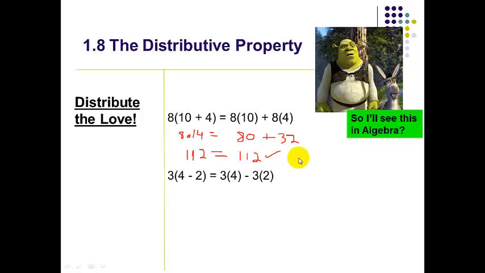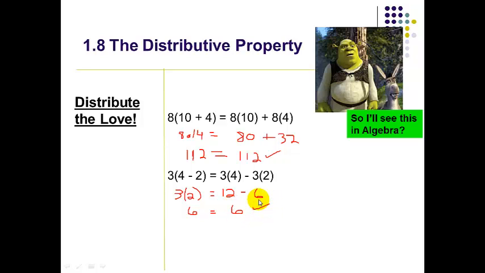And then here's another one that I want you to take a look at. So the main difference that you should see is that this has addition and then this one has subtraction. So let's go ahead and do what's in parentheses first. 4 minus 2 is 2. So I'm going to do 3 times 2. That's going to give me 6. And then 3 times 4 is 12 minus 6. That also gives me 6.